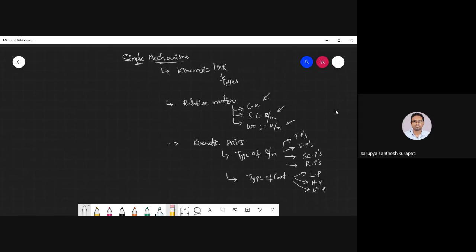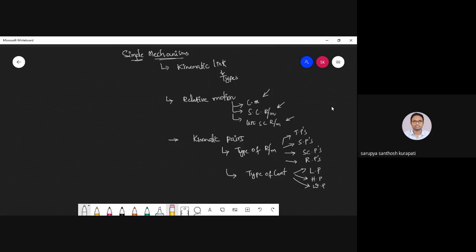Next we discussed the kinematic chain. I hope you remember the definition, right? A kinematic chain is a combination of pairs, but the rule is the first link needs to connect to the last link, and between the links you need to have relative motion, and these relative motions need to be constrained. These are the steps involved in a kinematic chain.